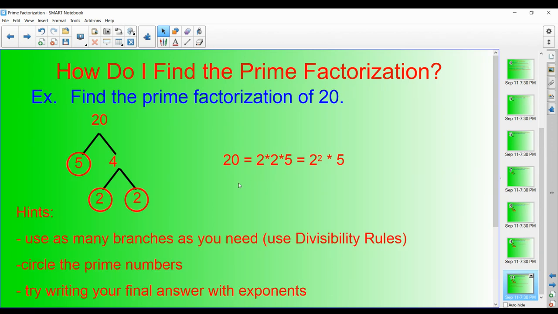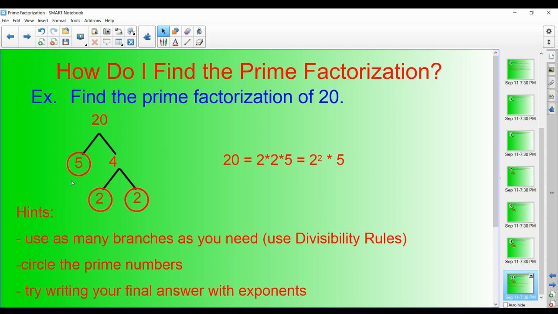And here are some hints to think about when you're doing this. You can use as many branches as you need. It doesn't matter if you find a small number to start, or a big number. A good idea, if we have an even number, is always factoring out a 2 first, because our divisibility rules say 2 can go into every even number. So if it's even, we could always start with a 2.